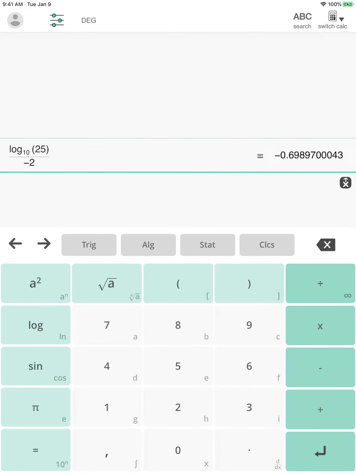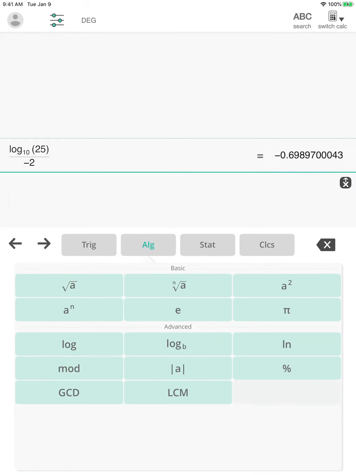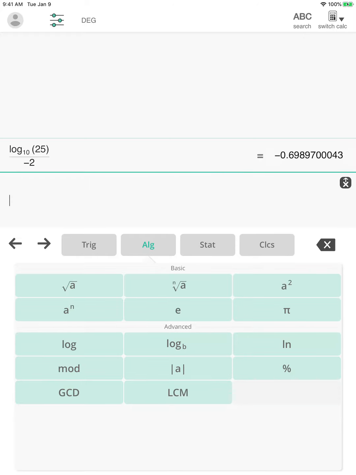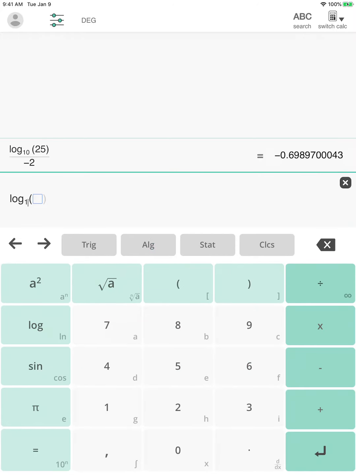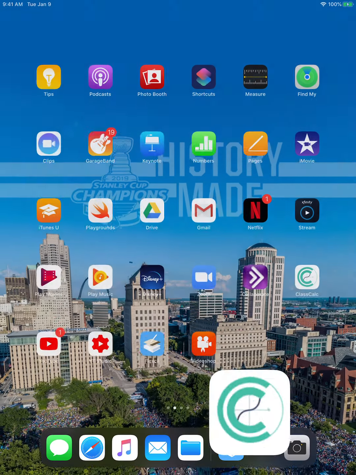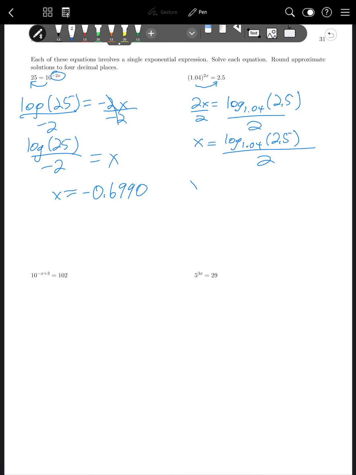So we're going to go into our algebra, click on the algebra log base b, so you can put in what log you want, which in this case is 1.04. Then inside the log, we're going to put 2.5, and then we're going to divide that by 2, and we get 11.6812. So x is approximately 11.6812. Okay, so that's the idea.